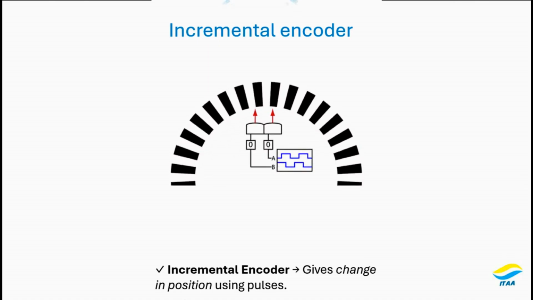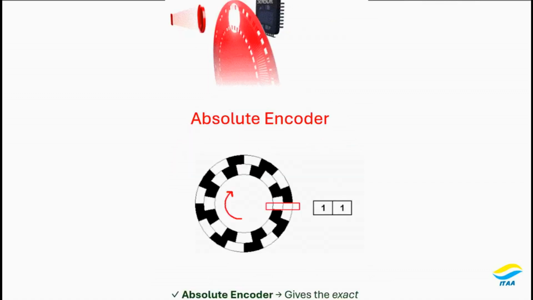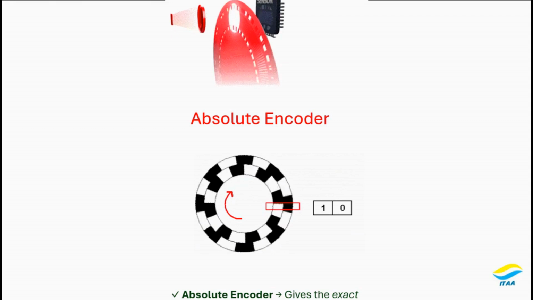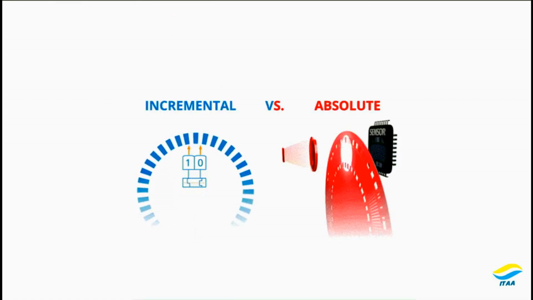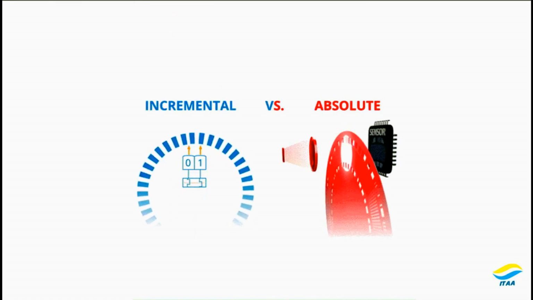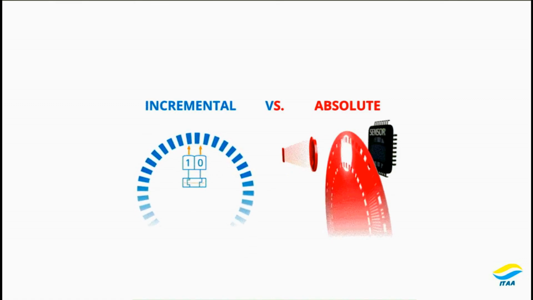Now let's talk about the absolute encoder. It measures the exact position. Each position has a unique value. No need to track from the starting point. The key idea here is, if power is lost, your position is still known. Think of it like a GPS. It always knows exactly where you are. So, in a one-line summary: incremental tracks the movement, absolute knows the position, and is the accurate one.